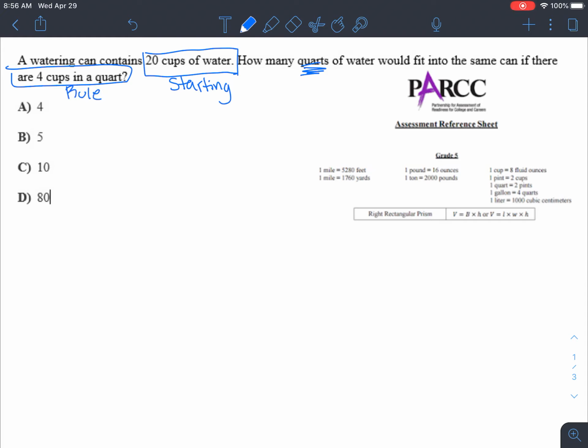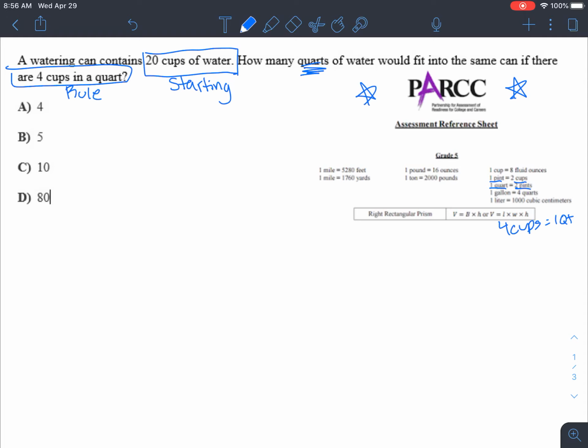If they didn't give us our conversion rule, we've had in class these really super handy dandy reference sheets, and I could clearly see on my reference sheet that 1 pint is 2 cups. And if it takes 2 pints to make 1 quart, that would be the same as 4 cups equals 1 quart. Luckily, we did not need our reference sheet for this problem.